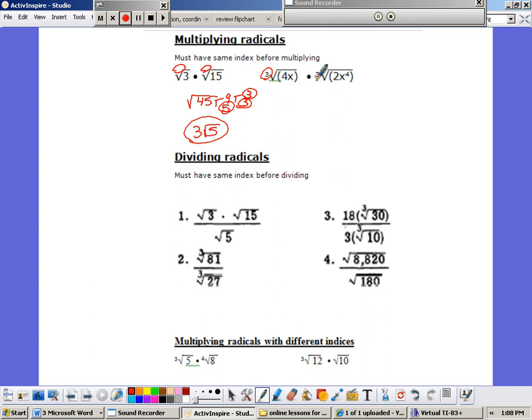They have the same index, so I can just multiply under it. So 4 times 2 is 8. X times x to the 4th is x to the 5th. 2 and 4, 2 and 2. I have 3 2s, so a 2 comes out. I have 5 x's, so an x comes out. And 2 x's stay in.